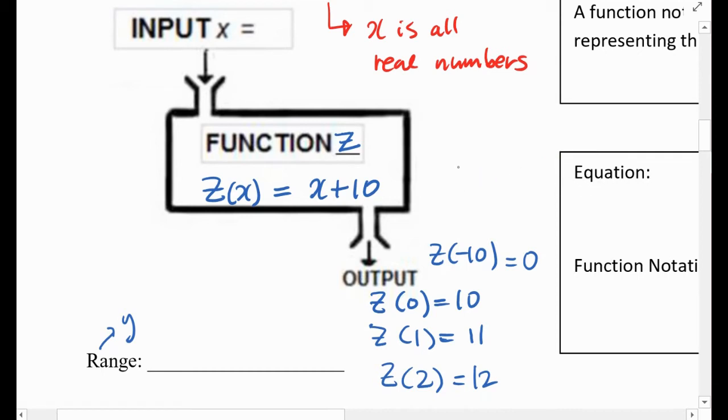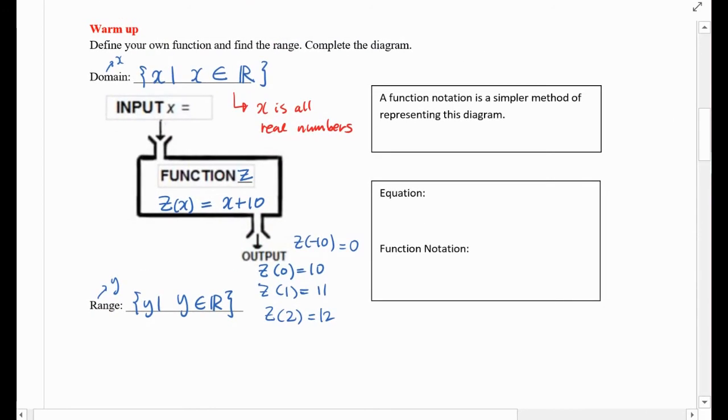So therefore, the range will be from negative infinity to positive infinity. Basically, all real numbers. So we say Y is also all real numbers. Okay? So this is how you define your own function, define the domain, and find the range.